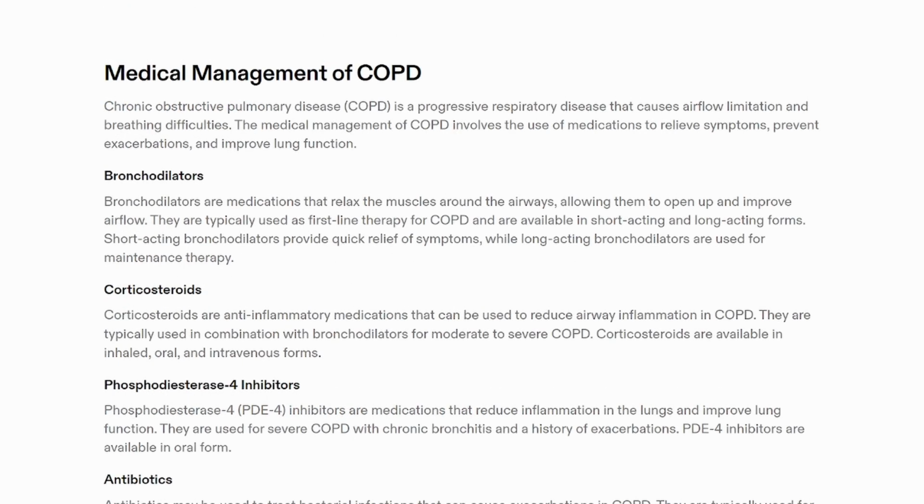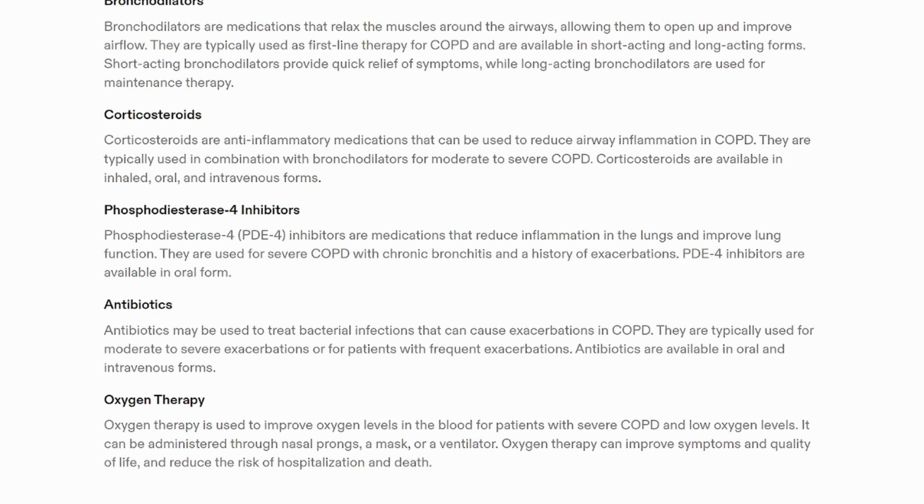Next, we will see the management of COPD: medical, surgical and nursing management. The medical management mainly involves the airflow limitation, which causes breathing difficulties. We need to observe further and treat accordingly.